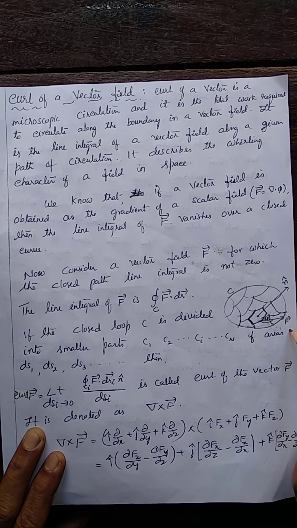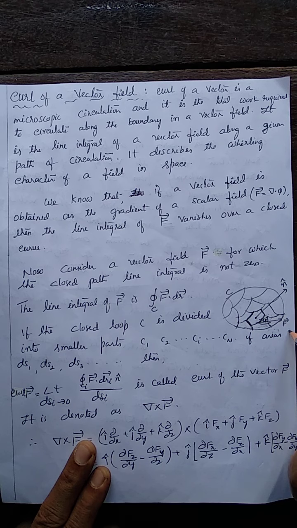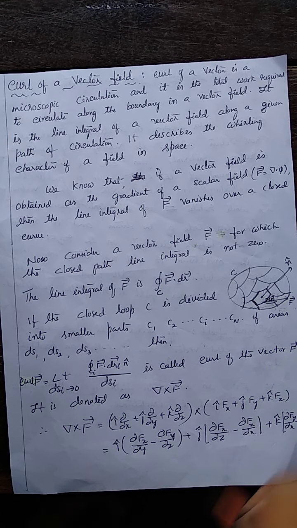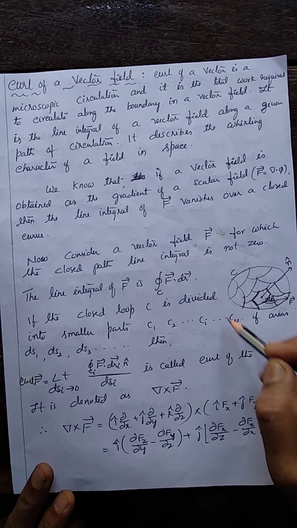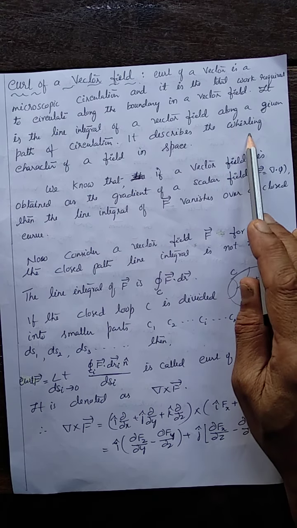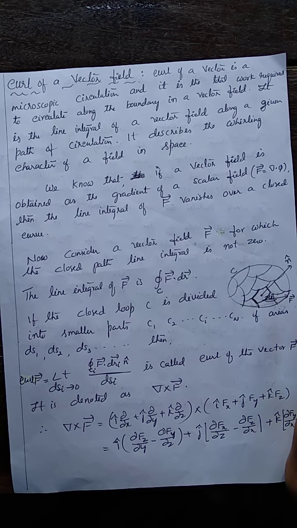See here, we have a vector field F. This is the circular path. The total work required to circulate along the boundary in this vector field is called the curl of that vector. And the curl of any vector is obtained using the line integral. By considering the line integral of the vector field along the given path of circulation, we get the curl of that vector field. So what does the curl describe? It describes the whirling or rotational character of the fluid in space, or of that vector field.